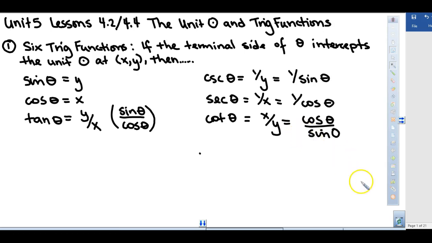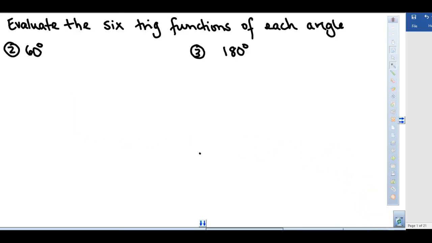I'm going to move on and show you how to work some problems using those formulas. So we're going to use those formulas to evaluate the 6 trig functions of each of these angles. Your 60-degree angle. Well, the first thing you're going to do is you're going to know, because you're going to memorize your unit circle, that the 60-degree angle on your unit circle intercepts the ordered pair 1/2, square root of 3 over 2, where this is your x-coordinate and this is your y-coordinate.